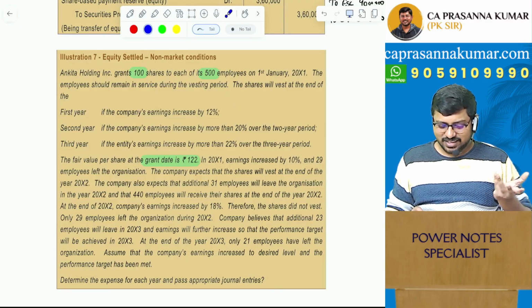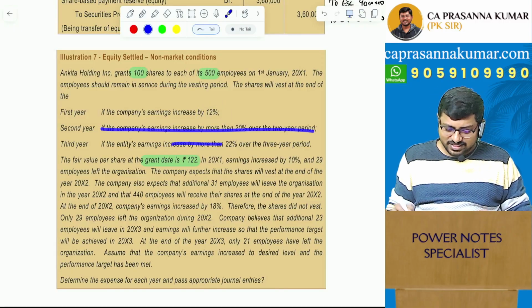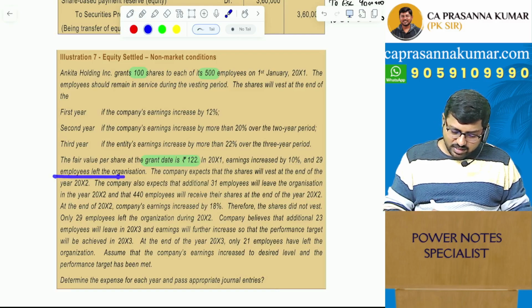Naturally, that is expected. Obviously, if the condition is satisfied, it will vest in the first year itself, then all these things will not work out. Anyways, earnings increased by 10% and 29 employees left the organization. 500 is the gross.